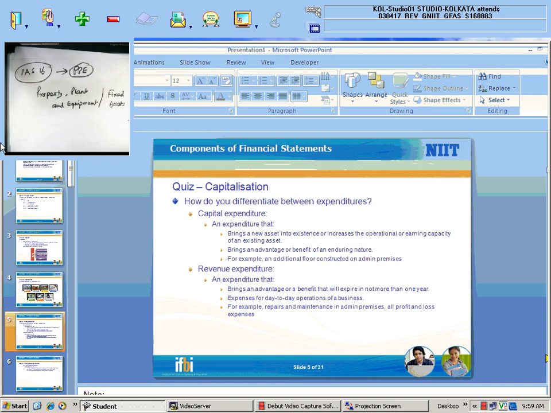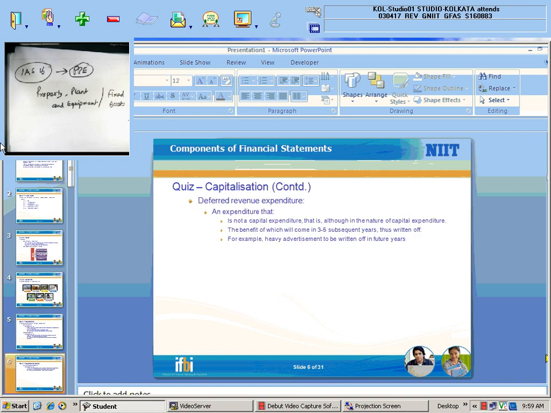And last is deferred revenue expenditure. Deferred revenue expenditure is not a capital expenditure, although it appears to be of the nature of capital expenditure because the benefit or advantage will be of an enduring nature. Enduring means which lasts for a longer period of time. Enduring nature means which exists for a longer period of time, that is more than 12 months.